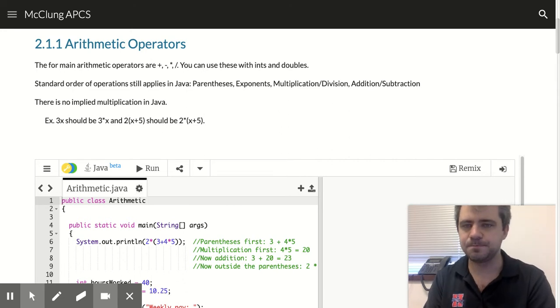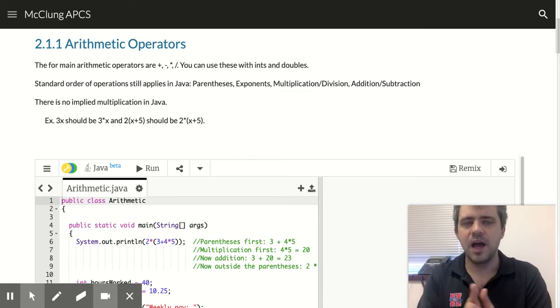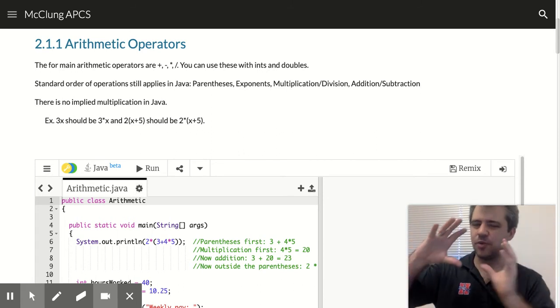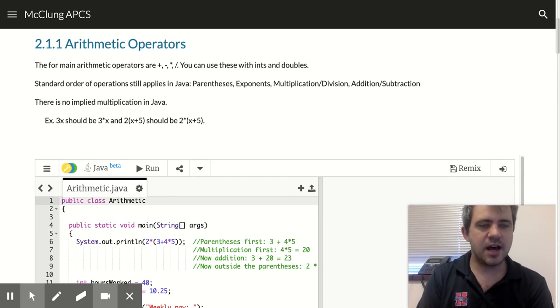No big surprise there. Standard order of operations still applies. Parentheses, then exponents, then multiplication goes left to right, and then addition and subtraction goes left to right. Remember, these are same step, same step. But one of the biggest mistakes that people make with their arithmetic in Java is when it's all on one line and you can't do a fraction bar or any of that, you have to be very careful about your order of operations.